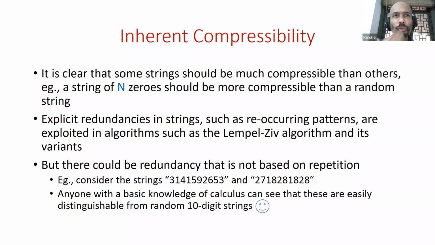But there could be other forms of redundancy that are deeper somehow, that are not explicitly based on repetition. For example, if you're mathematically minded, consider these strings over the decimal digits: 3141592653 and 2718281828. These are strings that would immediately remind you of some mathematical constants. And they don't look at all like random 10-digit strings. Is this something that you can take advantage of in compressing? The first string is clearly the first 10 digits of pi, and the second string, the first 10 digits of e, the base of natural logarithms.